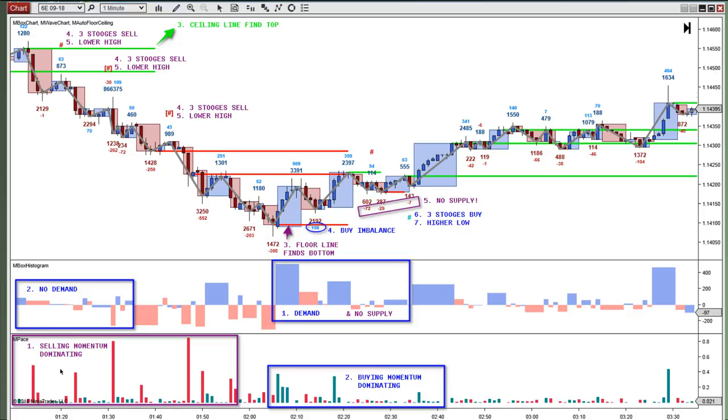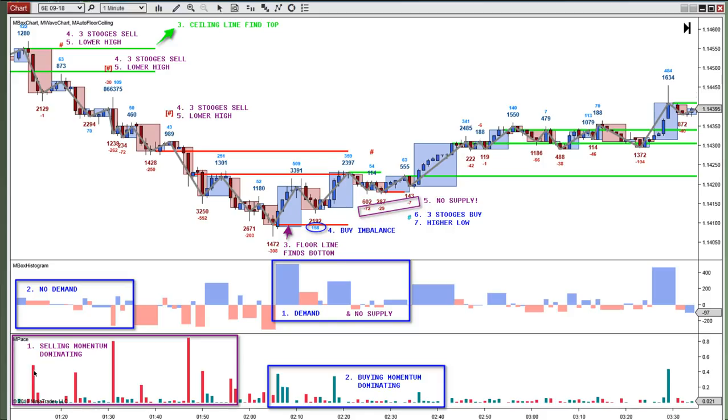All right, so we can see that the momentum works pretty well on, say, time charts. So we're looking at a 1 minute chart here, and we see that the selling momentum is dominating here. And while this histogram here is not indicative of supply, it is showing no demand. The momentum in M-Pace actually shows the sign of supply in this case.